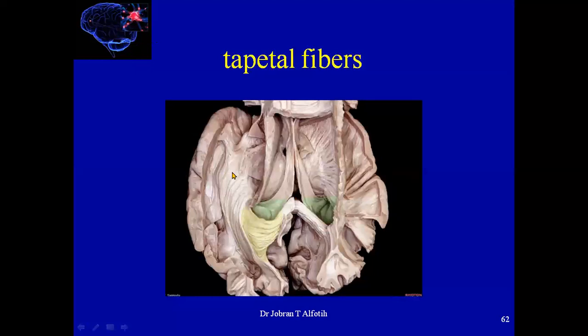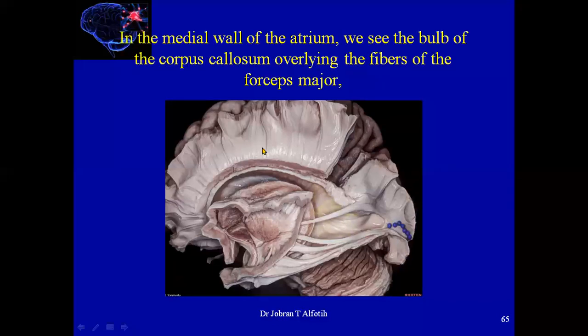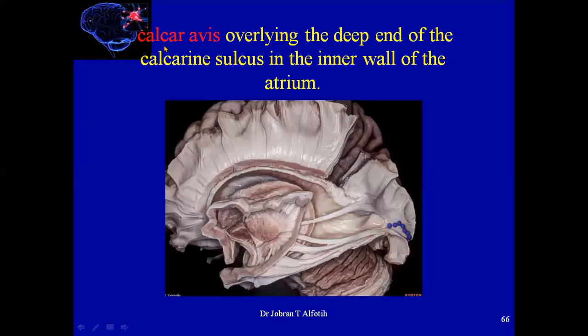Here is the occipital sagittal stratum, and this is the tapetal fibers laterally, and medially we have the forceps major of the lateral ventricle. Here is the atrium, and the optic radiation in this area. In the medial wall of the atrium there is a bulb, like an extension into the atrium. It's called the bulb of the corpus callosum, which overlies the fibers of the forceps major. The calcar avis overlies the deep end of the calcarine sulcus in the inner wall of the atrium.